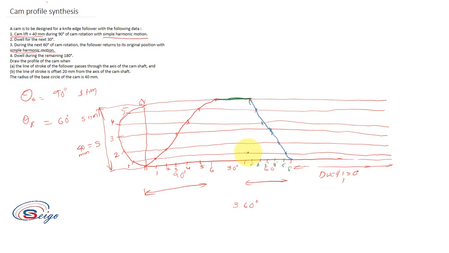So after that you can see the dwell period for the remaining 180 degrees. Okay, so I am going to name each and every point. So this is your point A, this is your point B, C, D, E, F and G. So this is your point H, J, K, L, M, N and P.